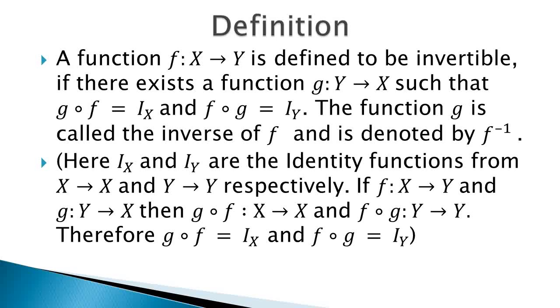That means whatever be the order of the composite function, it will give us the identity function if f and z are inverses of each other. Now the inverse of f is denoted by f inverse, like that we have written there.